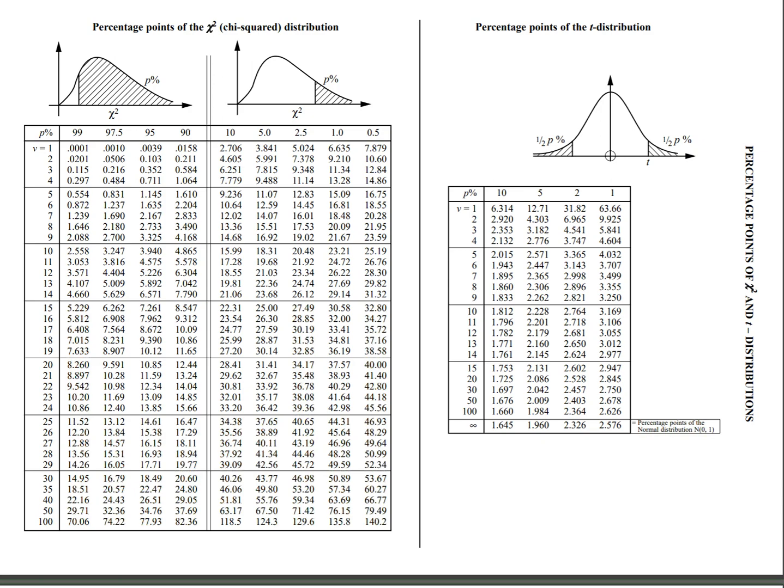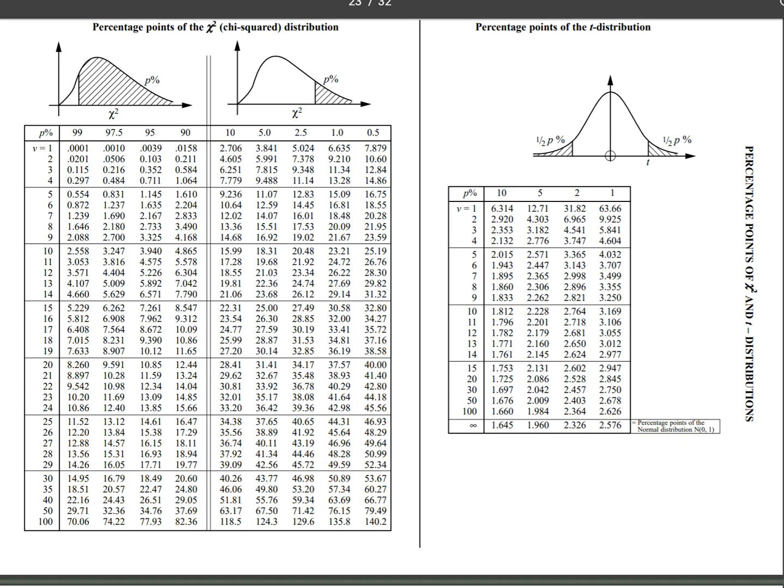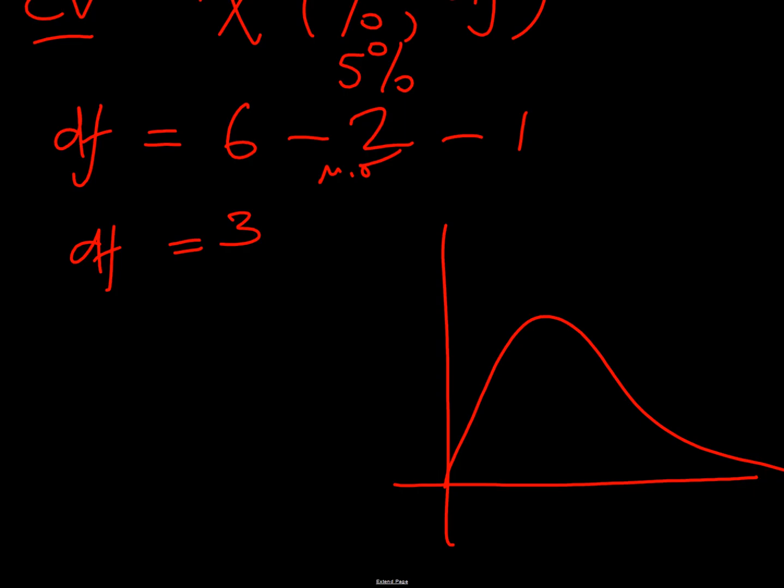So now we can go to our tables. Let's have a look in our tables and see what we want. We want to use this right hand side here because we're looking at the right hand tail. We want a probability of 5% in that tail, so we're in the second column of that side of the table, and we know we've got 3 degrees of freedom, so therefore we know that our critical value is 7.815.